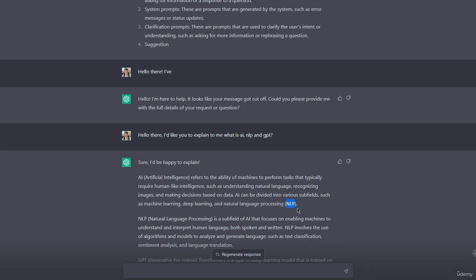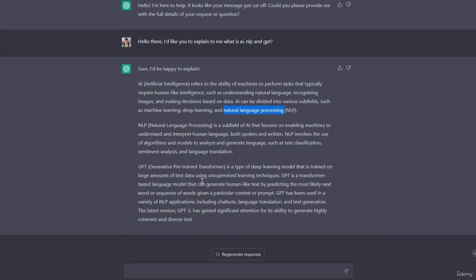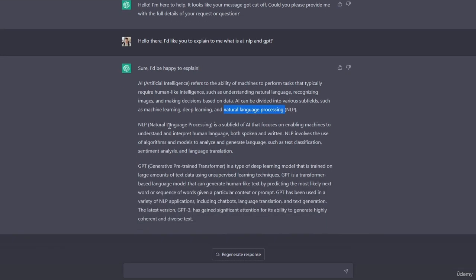Now, this is the following definition. What is NLP? What is natural language processing? Natural language processing is a subfield of AI that focuses on enabling machines to understand and interpret human language, both spoken and written. NLP involves the use of algorithms and models to analyze and generate language, such as text classification, sentiment analysis, and language translation.